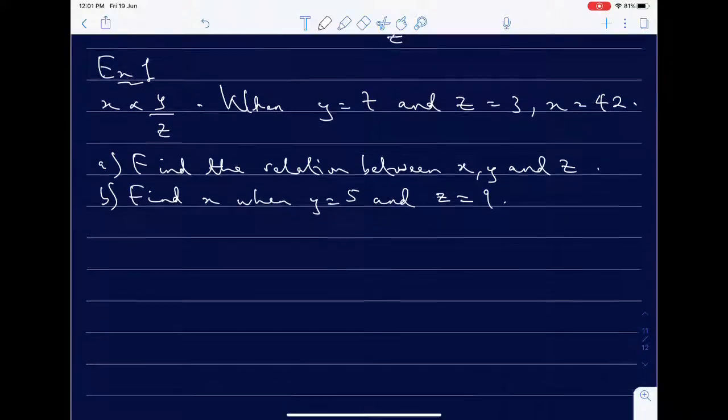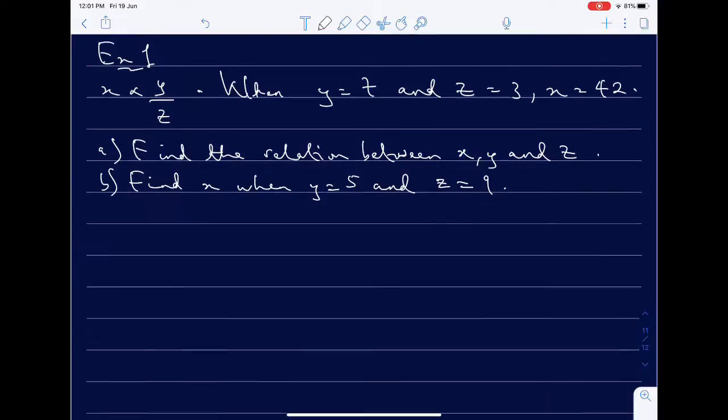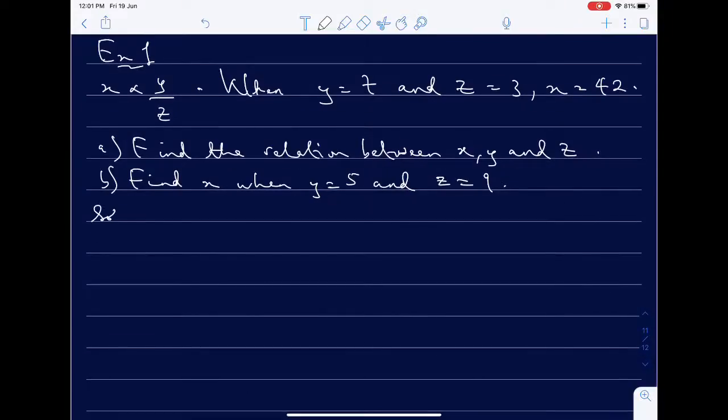Now, they said x varies directly as y and inversely as z. When y is 7 and z is 3, x is 42. Question A, find the relation between x, y, and z. And B, find x when y is equal to 5 and z is equal to 9. That's a piece of cake. We go straight to the solution.